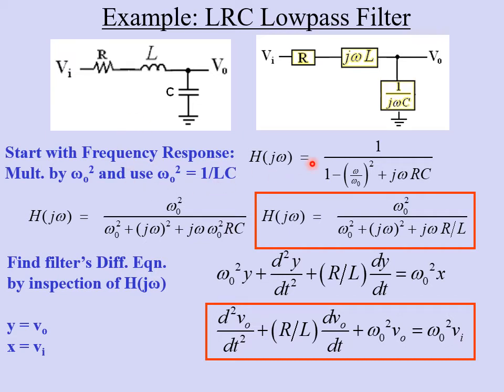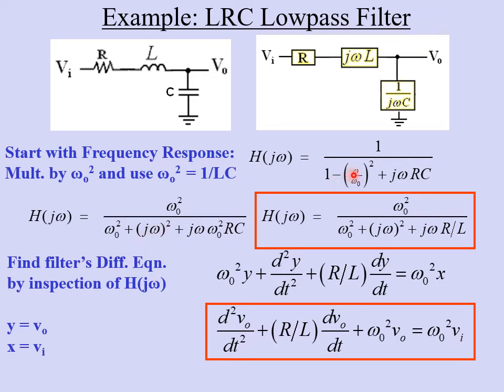So what you do is start with a frequency response for your filter, and we just showed how to do this a few slides ago using the voltage divider rule. So this was the result that we got, and what I'm going to do here is rewrite this. I'm going to get rid of the fractions, and get rid of that omega naught squared underneath there. The way I can do that is just multiply every term top and bottom by omega naught squared. So I get this: omega naught squared over omega naught squared plus j omega squared plus j omega naught squared RC.